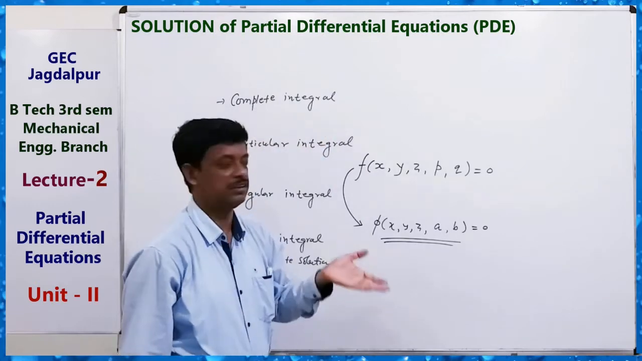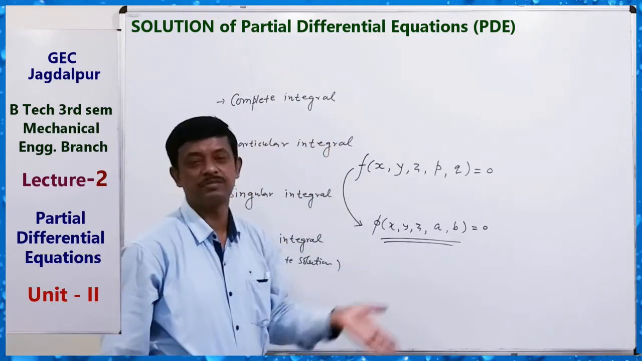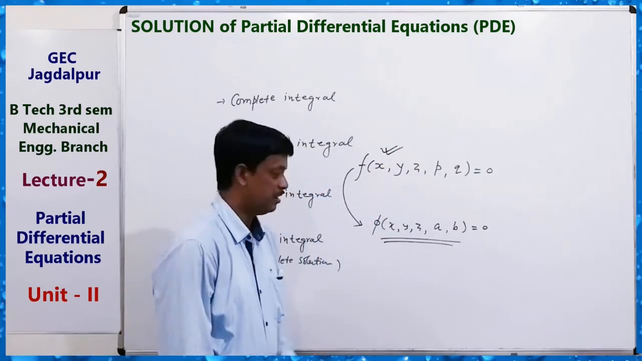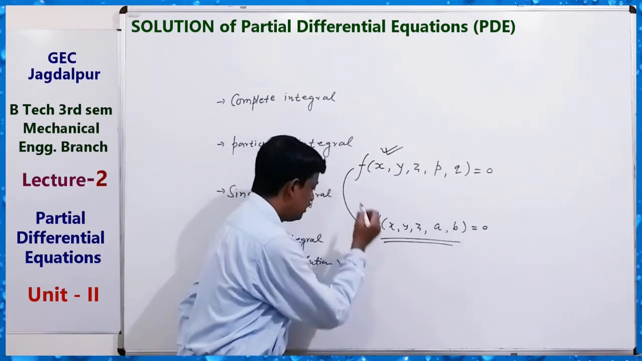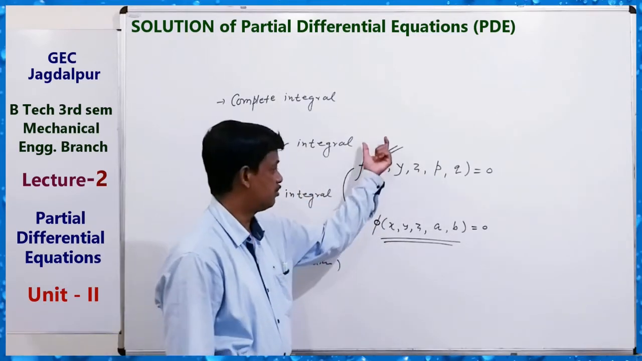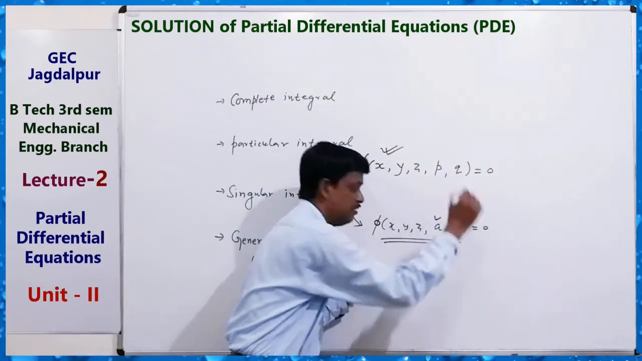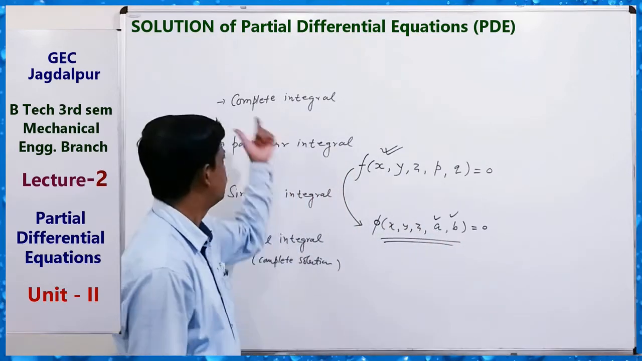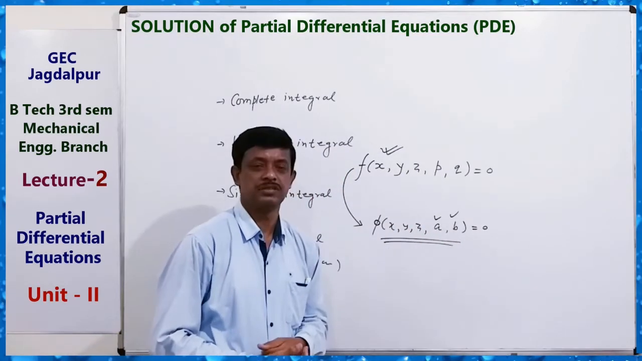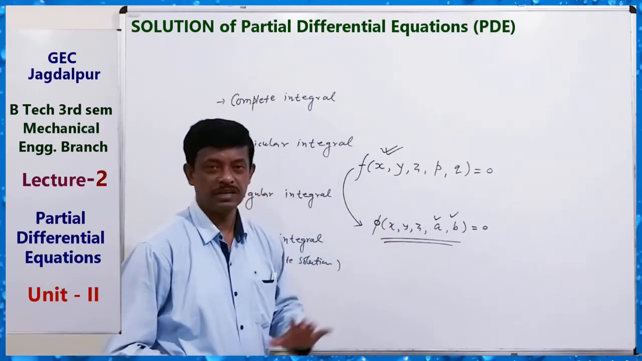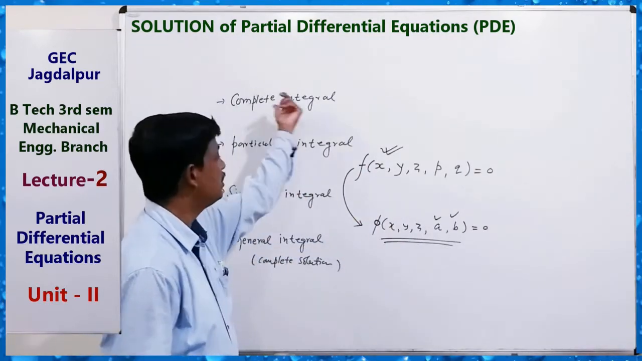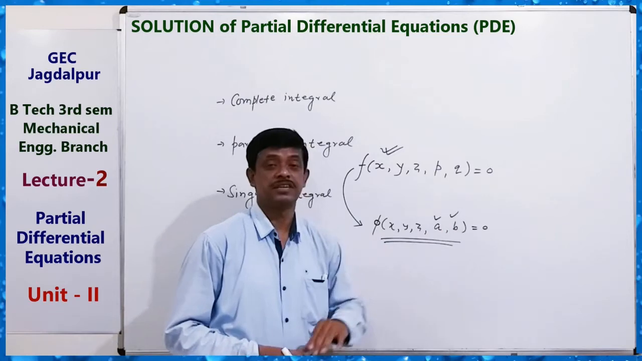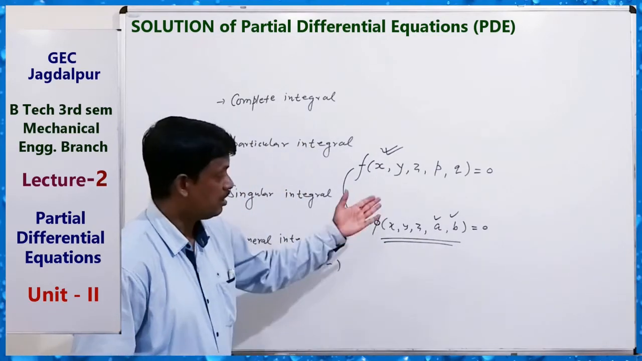Complete integral: this is our partial differential equation and its solution is this. The solution of a partial differential equation which contains two arbitrary constants, as many arbitrary constants as the number of independent variables, is called the complete integral. The solution containing arbitrary constants a and b is called the complete integral.